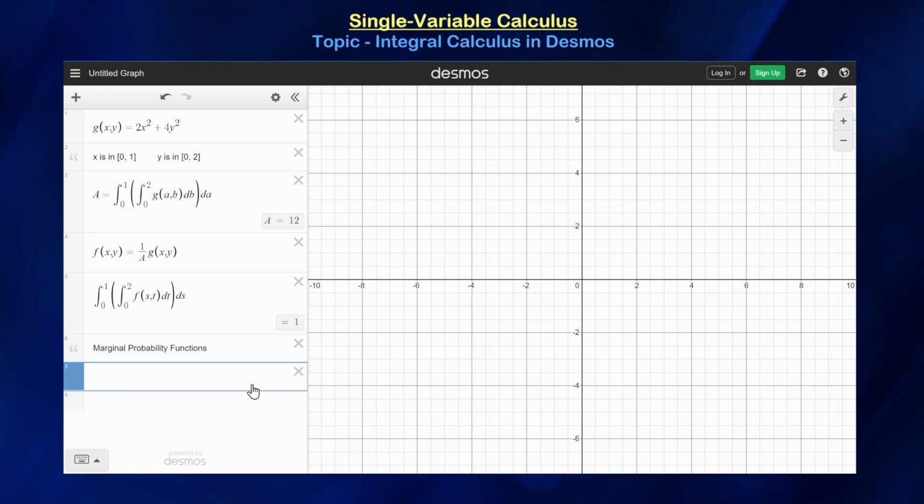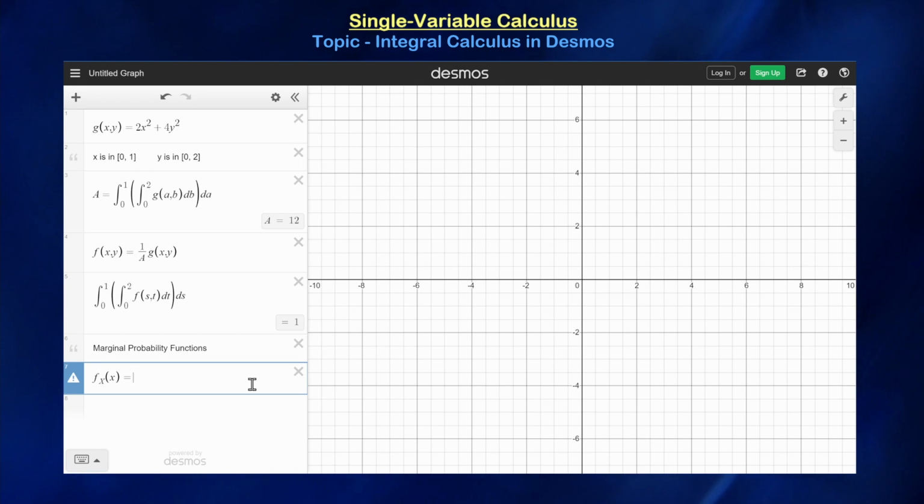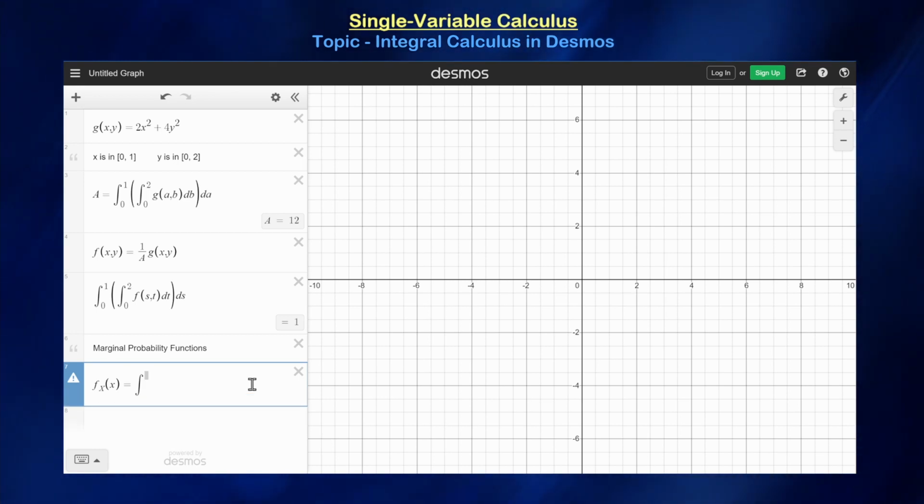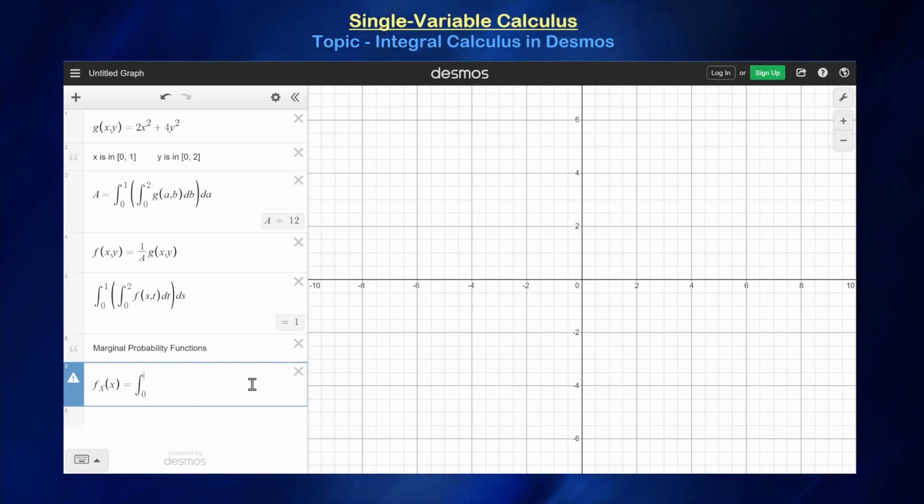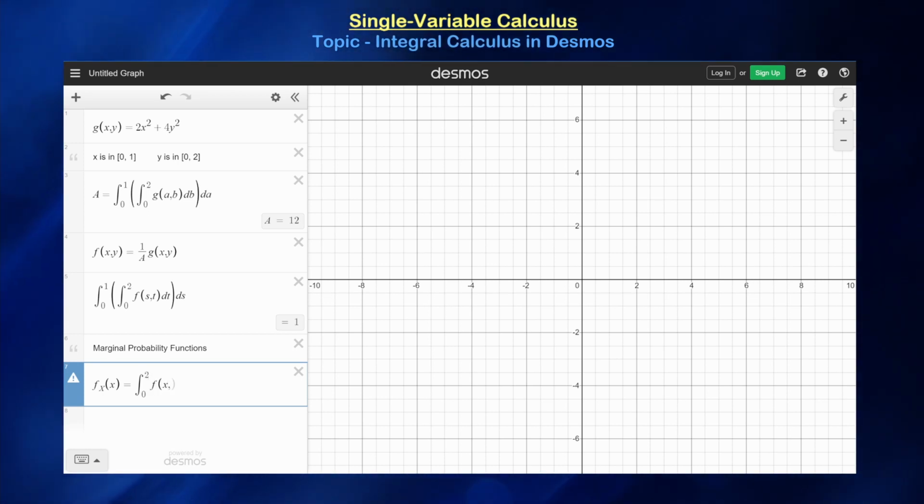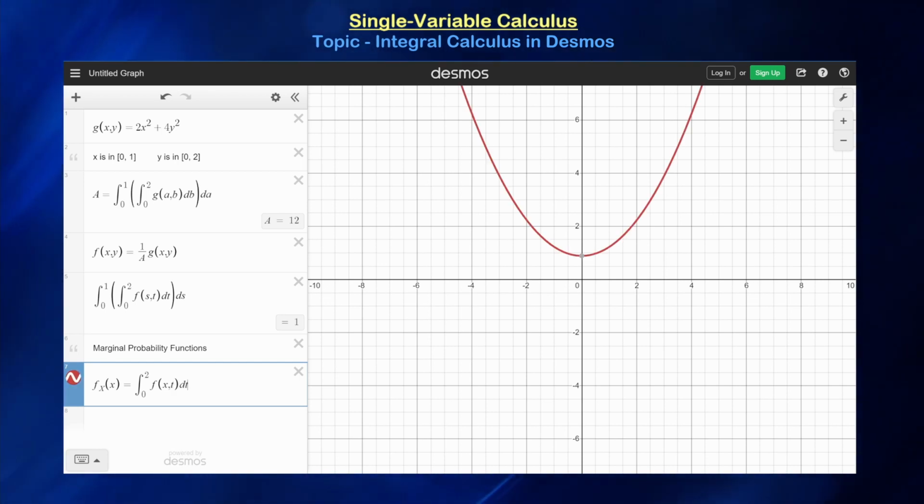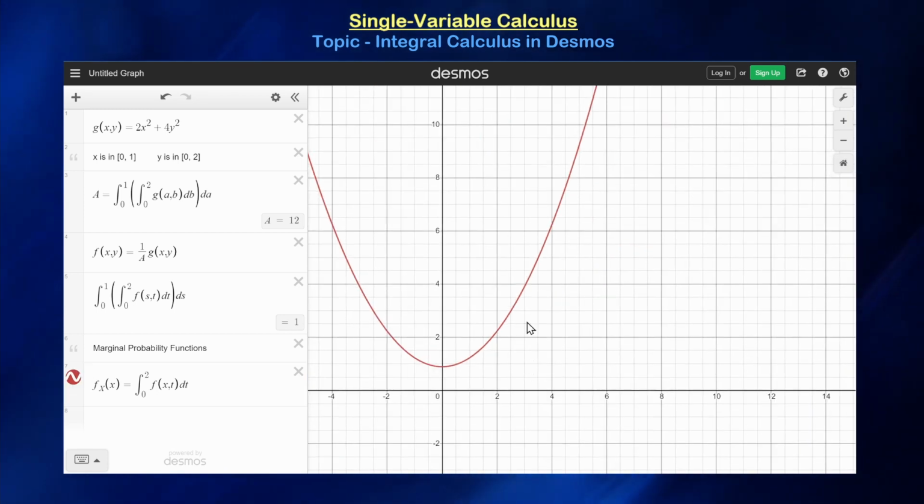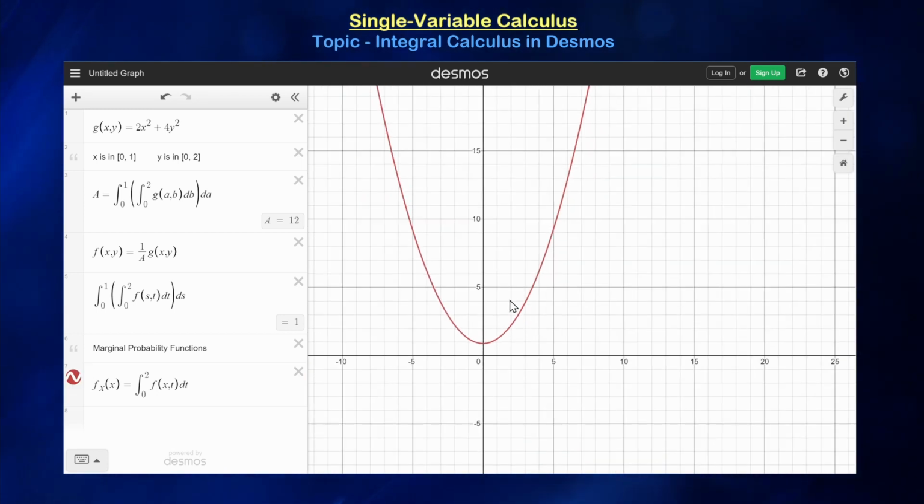So the marginal function for x, which I'm going to denote as f sub x of x, is going to be equal to the integral along the y domain. So what is the y domain? It goes from 0 to 2. So I'm going to integrate from 0 to 2 of f of x, and then I'm integrating with respect to the y variable only. So I'm going to call that f of x, t, dt, right? So notice that this is a function of x only, not x and y, so it does attempt to graph that particular marginal probability function.